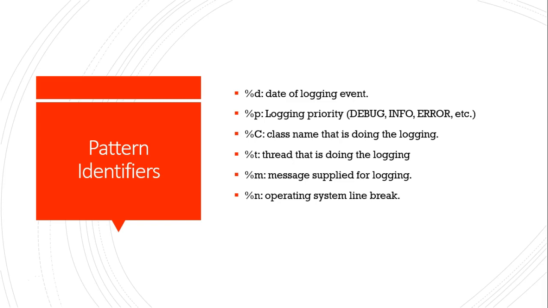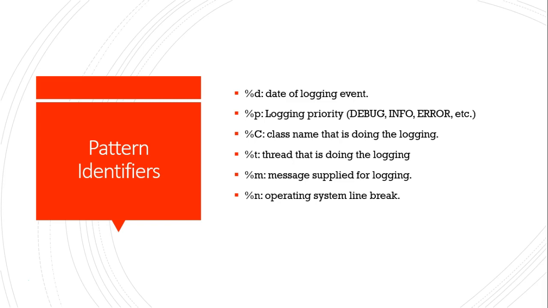%d, date of a logging event. %p, a priority. %c, the class name that's doing the logging. You might remember from our exercise, we did LoggerFactory.getLogger, and then we provided it with a class name. That class name is what you see reflected in place of the %c in a format.